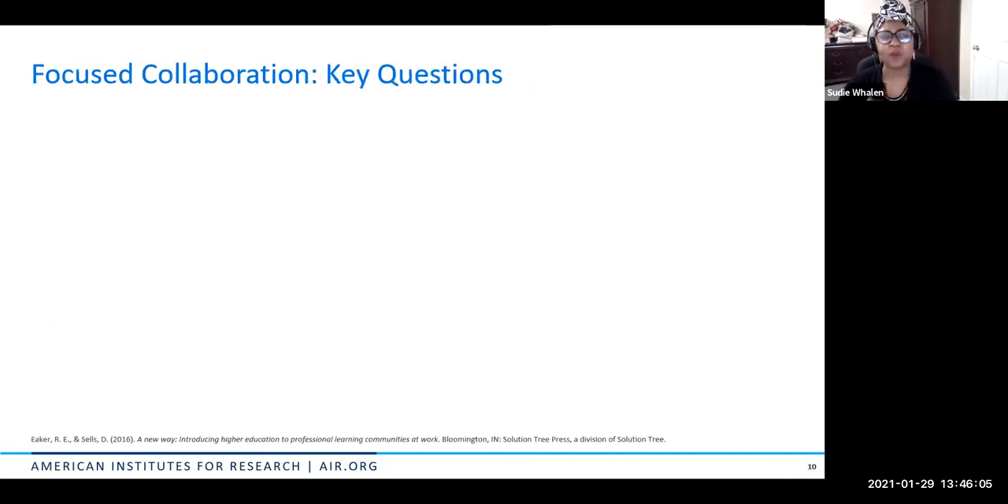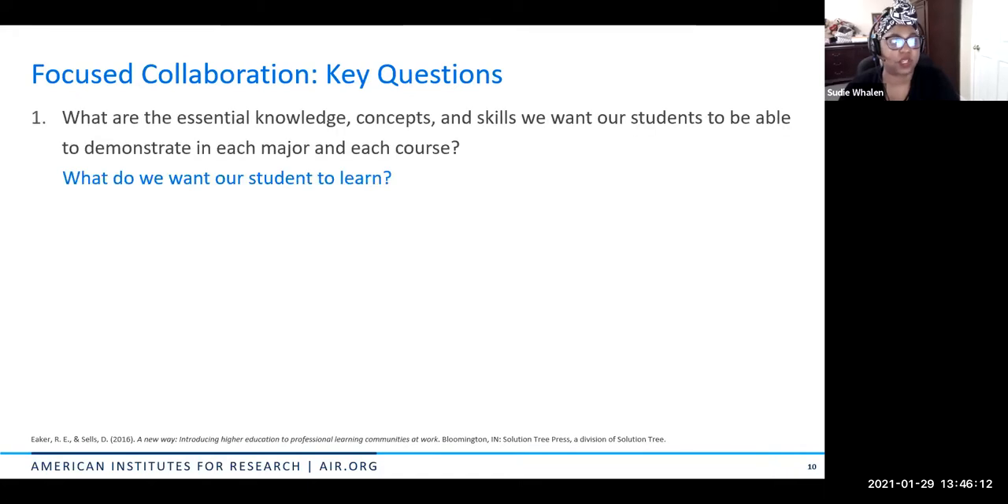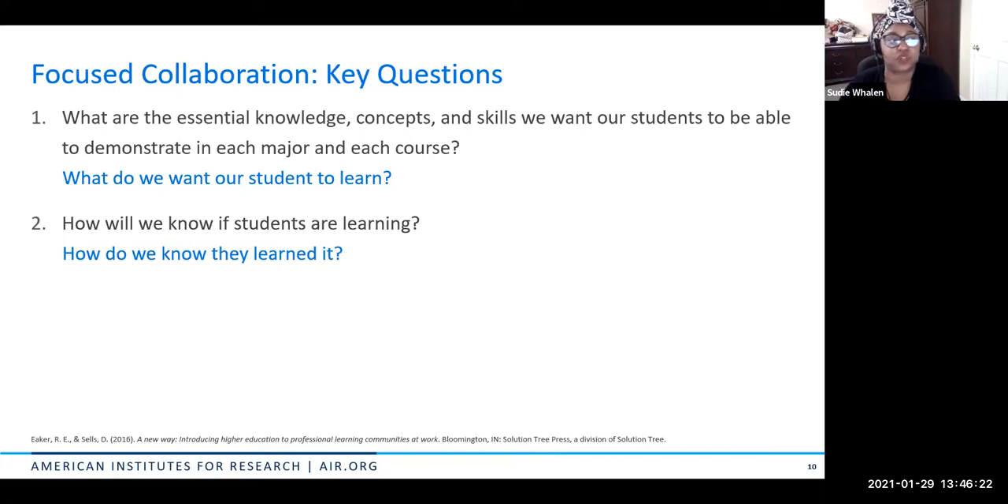So when it comes to faculty learning communities and what they collaborate on, there are 4 essential questions that they focus on. What are the essential knowledge, skills, and concepts that we want our students to be able to demonstrate at each major and each course, right? So specifically, what do we want our students to learn? How will we know if students are learning?